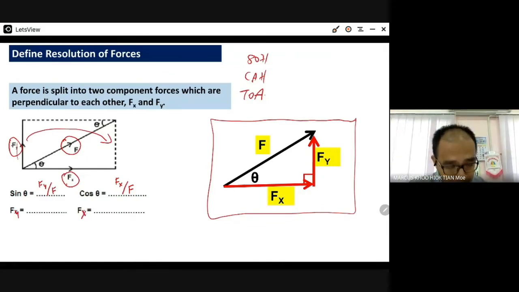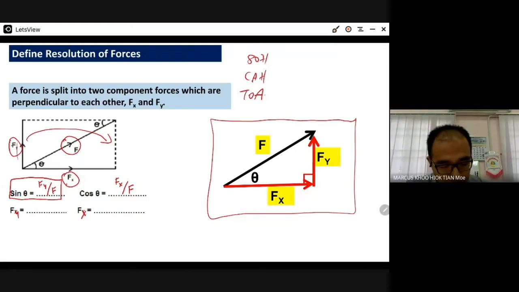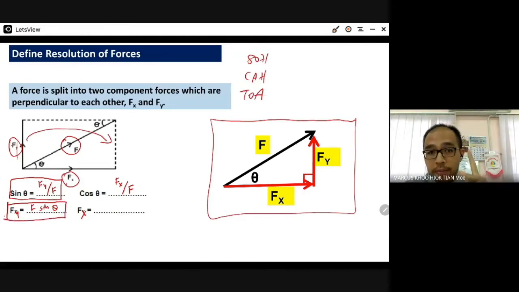Elijah, from this equation over here, can you tell me what is Fy? Sin times F. Okay, so you bring the F up, and you will get F sine theta. So this one is a very important relationship, the first relationship I want you to understand. The vertical component is actually this force, multiplied with sine of this angle.